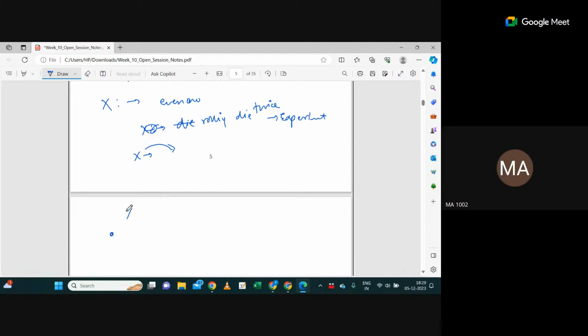Suppose I'm interested in marks, and I define x to take marks less than 50. Then my random variable x will take all those marks which are less than 50. So it depends how we are defining my random variable. Accordingly, my random variable is going to take values.